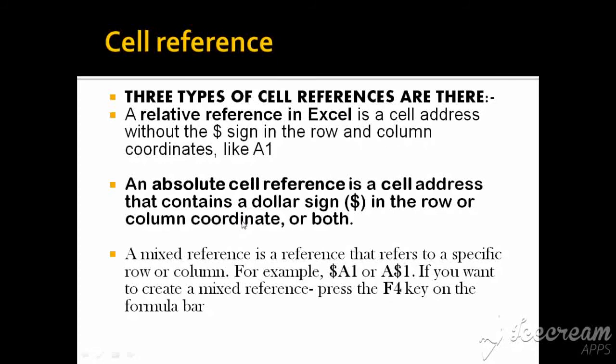Absolute cell references are those cell references which have a dollar sign. Mixed cell references are written in a specific manner that refers to a specific row or column. One interesting thing about mixed cell references is that we can press F4 in the formula bar to use them. By default all the cell references are relative, but if you want to use absolute or mixed, then we have to make it. How? We can input the dollar sign here, and then it will work as an absolute cell reference.